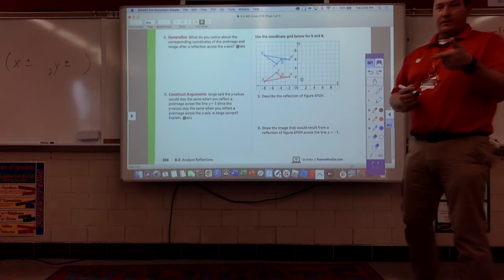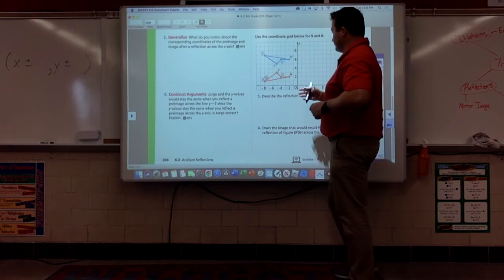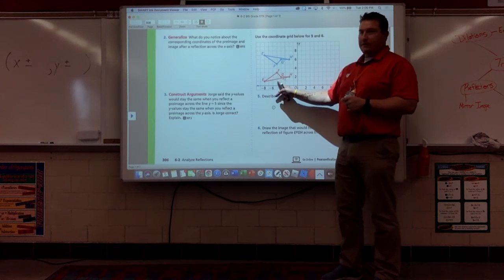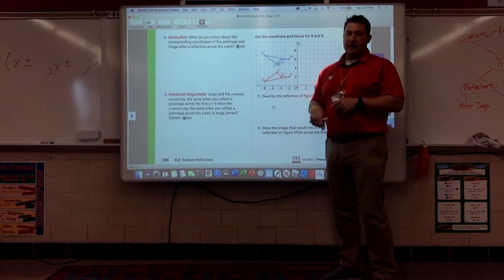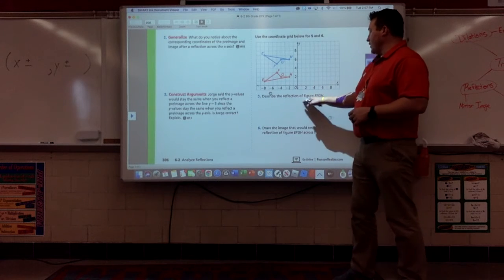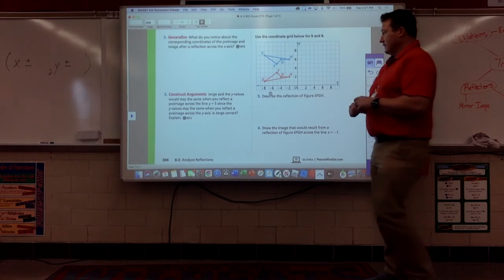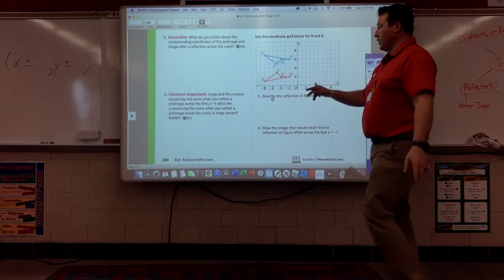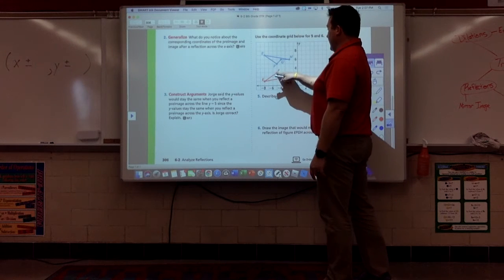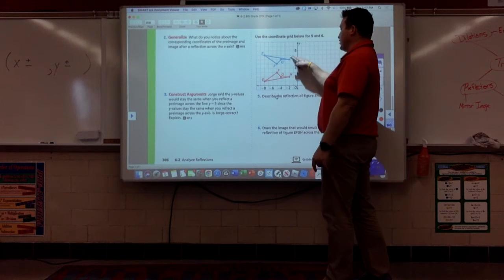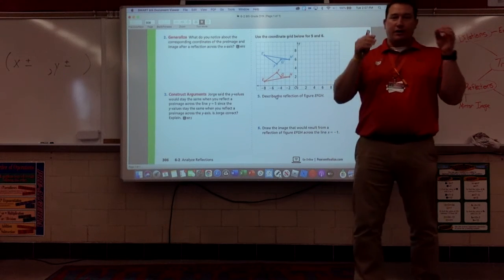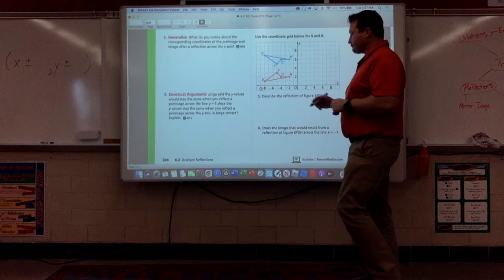Okay. Describe the reflection. So pre-image, image, which one's which? Here's your pre-image. Here's your image because it's got the prime marks. I want to describe the reflection. So let's find the line of reflection. Pick any 2 points you want: E, E prime. F, F prime. G, G prime. H and H prime. Figure out the middle point between them.